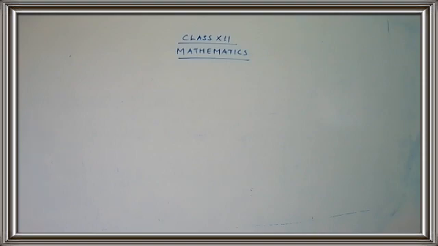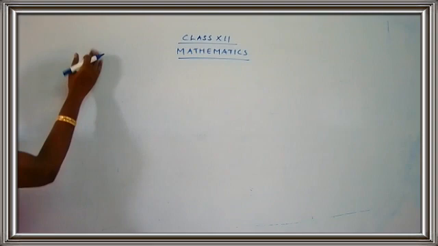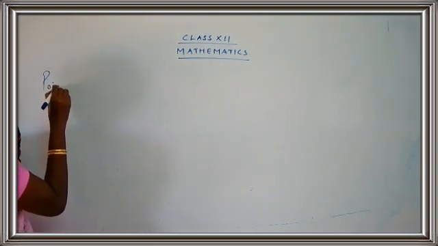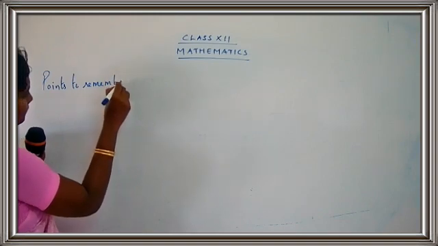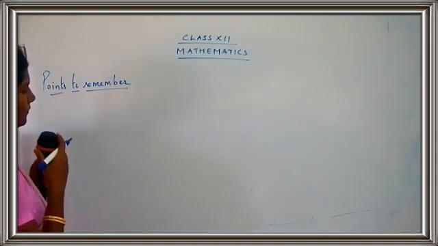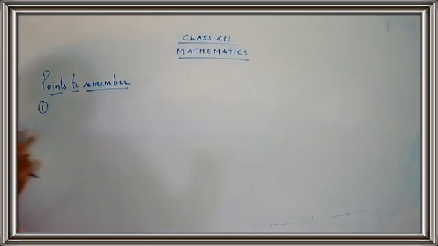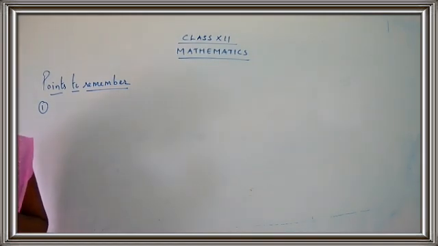So are you ready? Have you taken your classwork, children? Have you written today's date? Okay. Give the heading as points to remember. Take the first point. Here we have 2 points. Okay, children? So take down the 2 points.